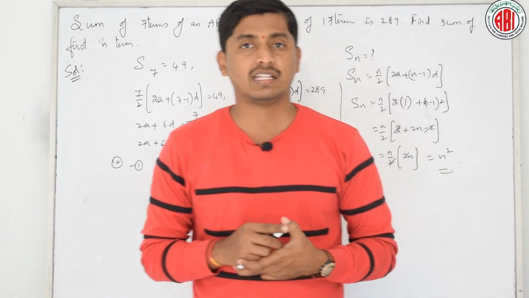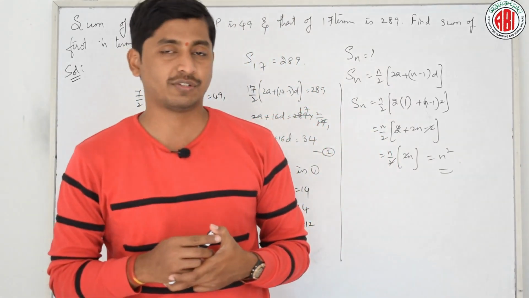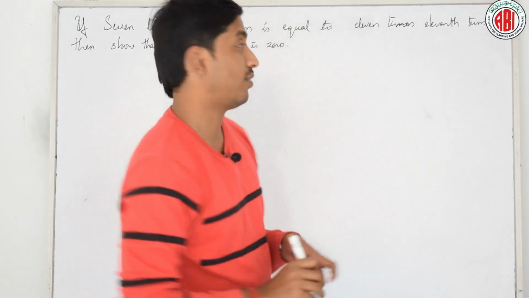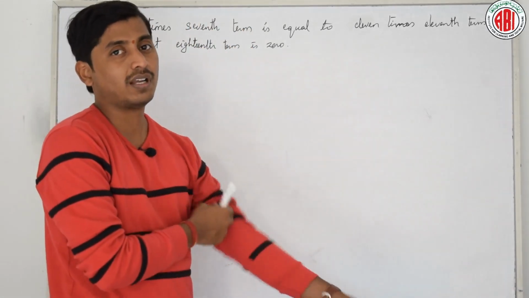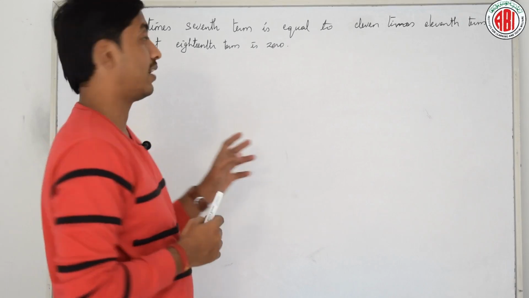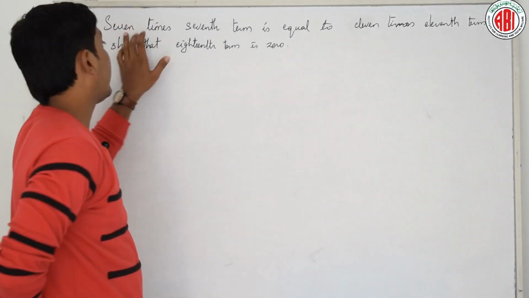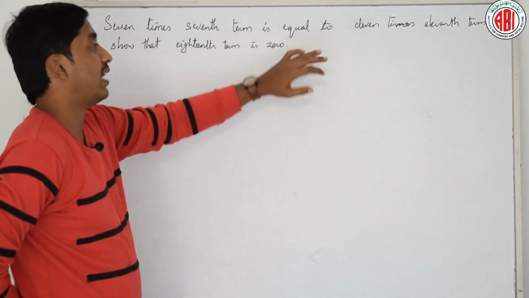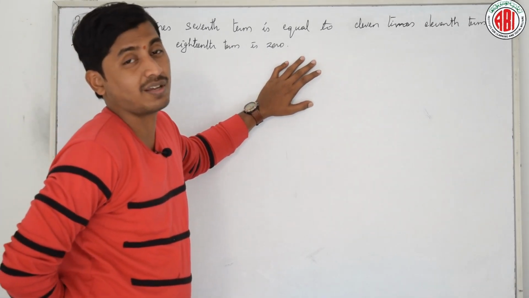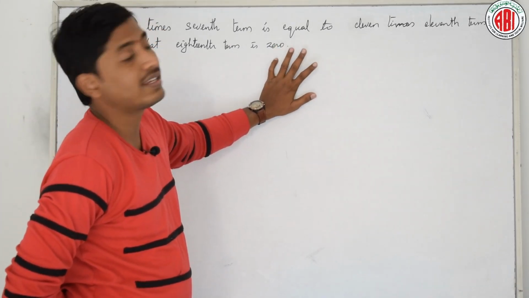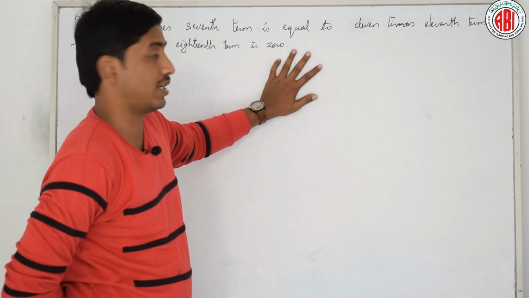Is it clear? Shall we do one more problem? Let's do. See this question, this is also the most important question. Actually, this is not there in your textbook, but try to learn and try to understand this. If 7 times the 7th term is equal to 11 times the 11th term, and remember this does not have any relationship with your sum of n terms. This is a generalized nth term formula based question.